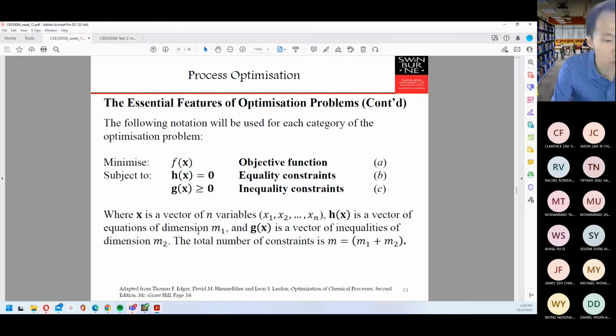Now, if we convert all those problems into a mathematical form, then we will have this: minimize f(x), which is the objective function, subject to the equality constraints and inequality constraints. Okay, x is a vector of n variables. h(x) is a vector of equations of dimension m1. g(x) is a vector of inequalities of dimension m2. The total number of constraints is m, equal to m1 plus m2.